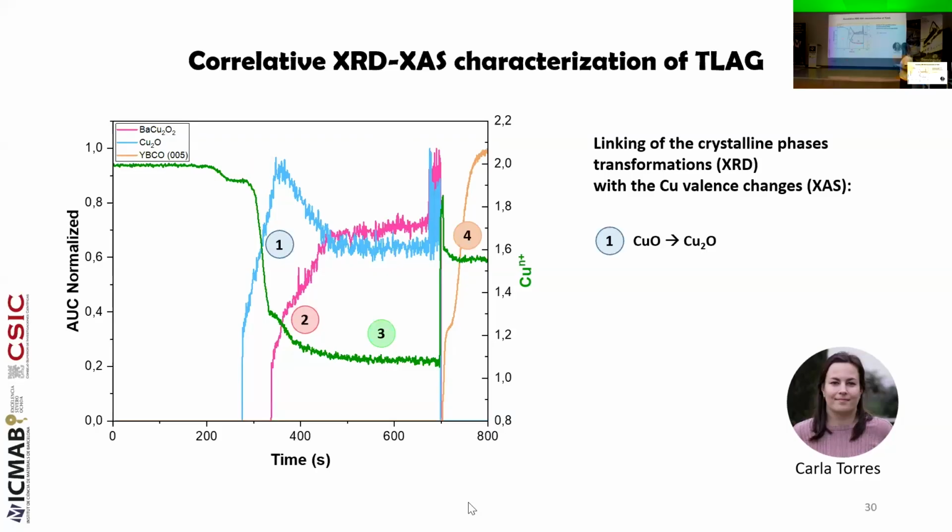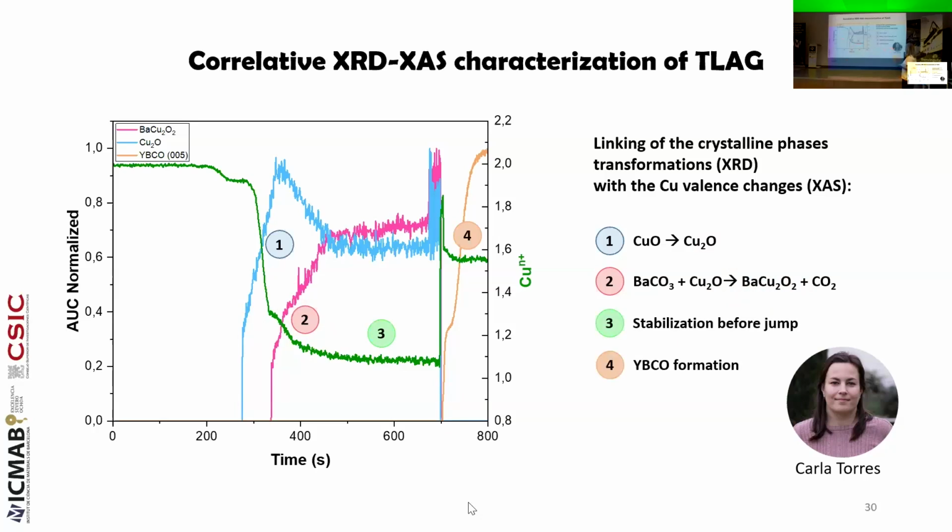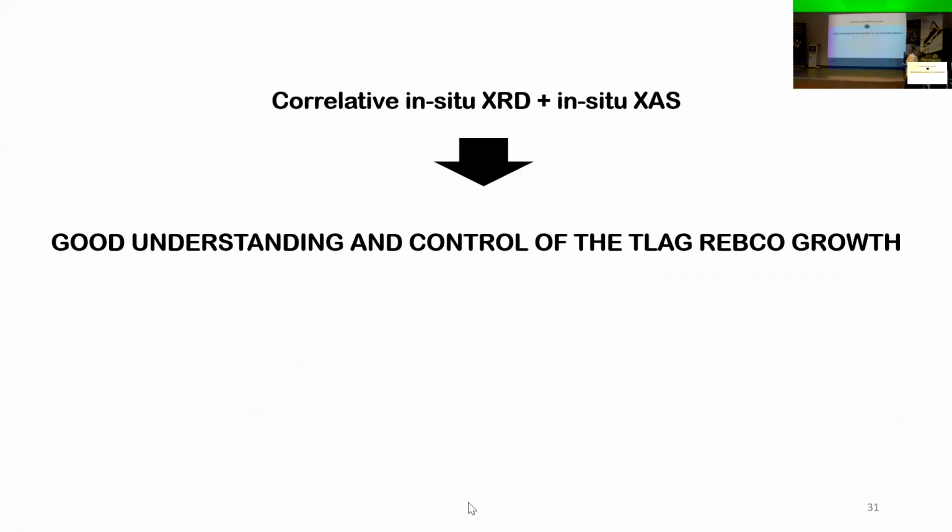Then this is the first stage. In the second stage, we can see the transformation of the Cu2O into the barium copper oxide, BaCu2O2, phase. And then there is some stabilization time before the jump. And finally, we can see the increase in the copper valence state because of the formation of the YBCO. So now, from these correlative in-situ XRD and in-situ XAS experiments, we were quite confident that we got a good understanding and control of the TLAG process.